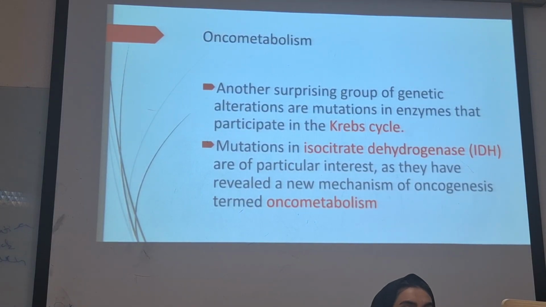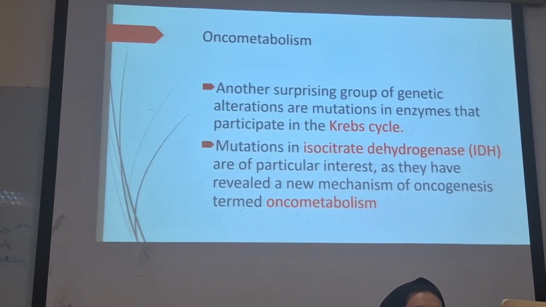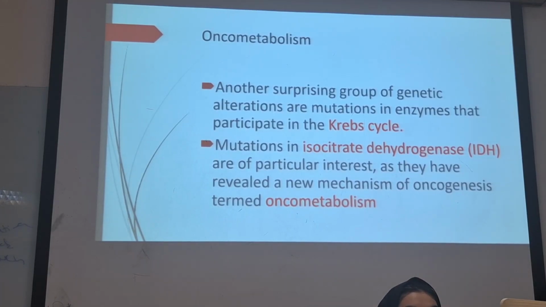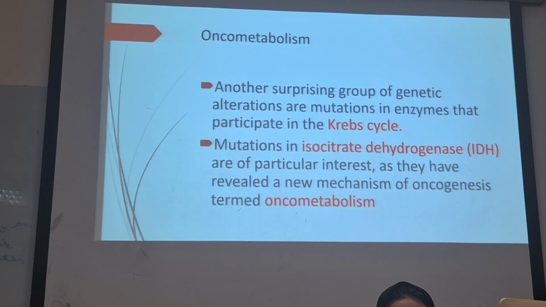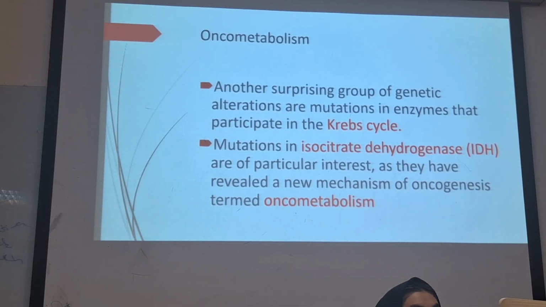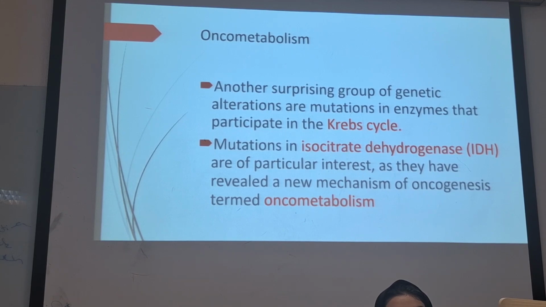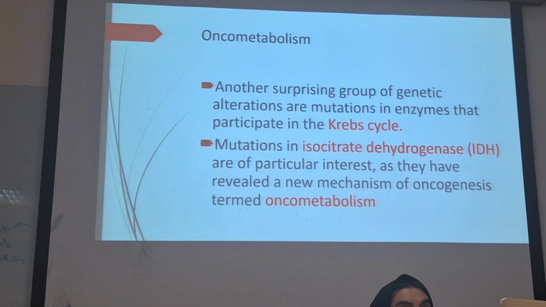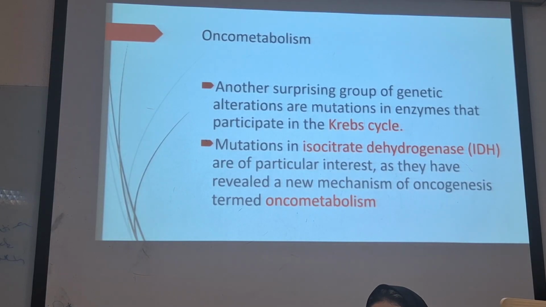Now about oncometabolism. Another surprising group of genetic alterations are mutations in enzymes that participate in the Krebs cycle. I think you know about this cycle. We have in many tumors mutation in one enzyme. We call it isocitrate dehydrogenase or IDH. Now this is very important and we can detect it by immunohistochemistry. Immunohistochemistry is a method that we can use in practice in our lab.